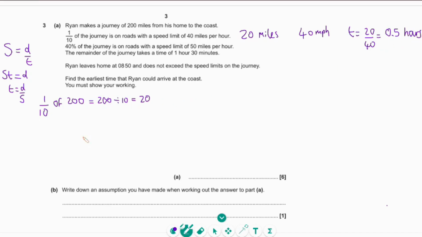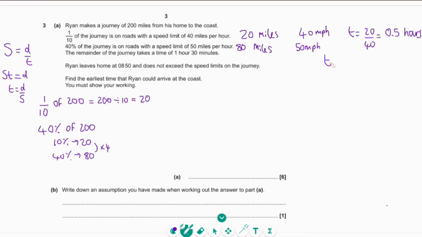Okay, let's look at the next part of the journey. 40% of the journey is on roads. What's 40% of 200 miles? 10% is 20. 40%, we just need to times this by 4, 80. So 80 miles at 50 miles per hour.